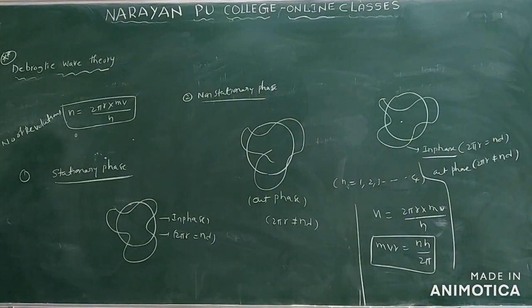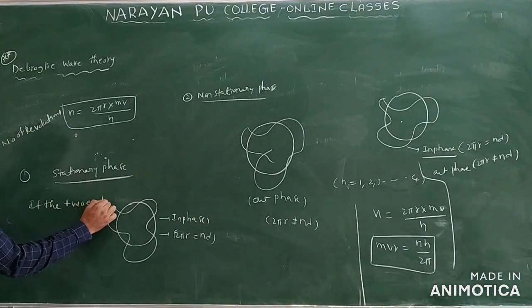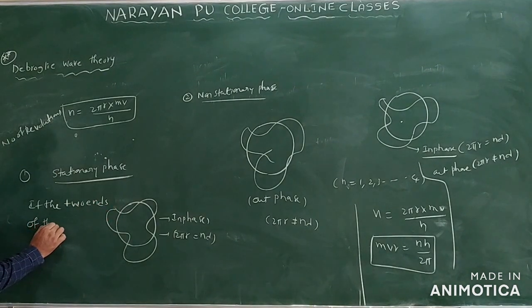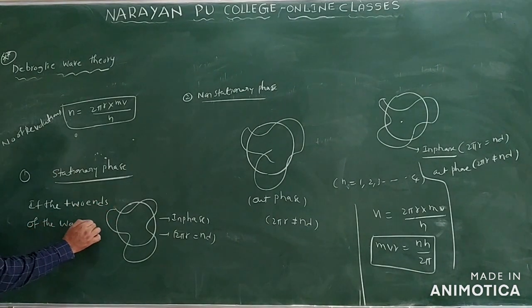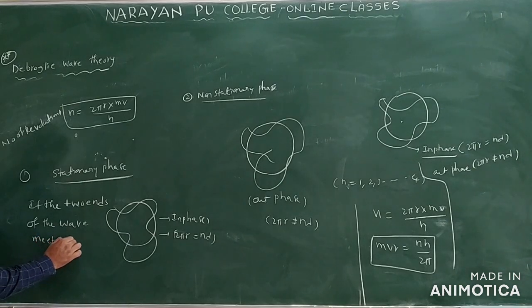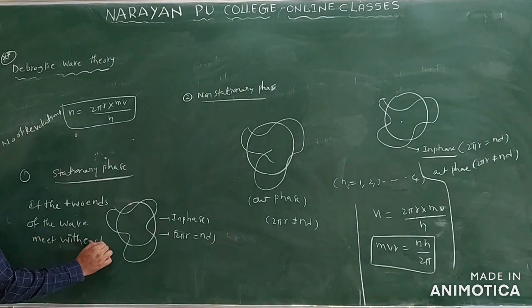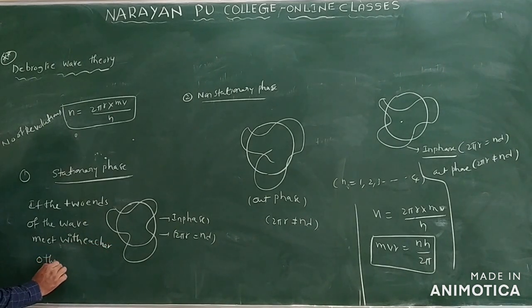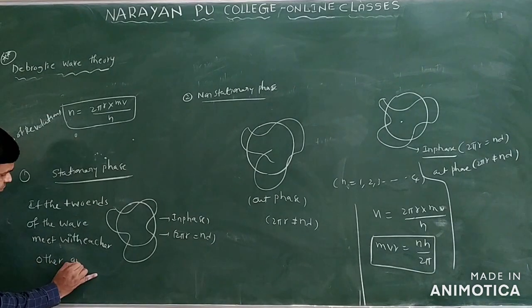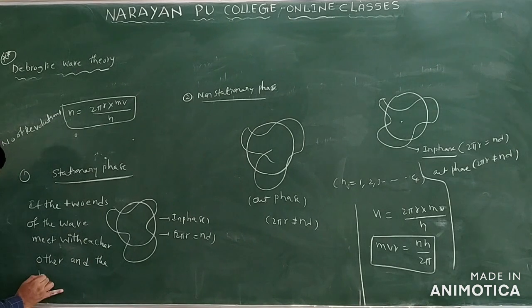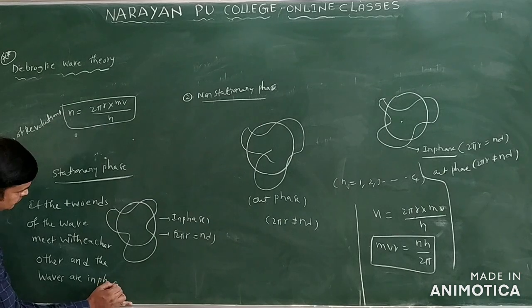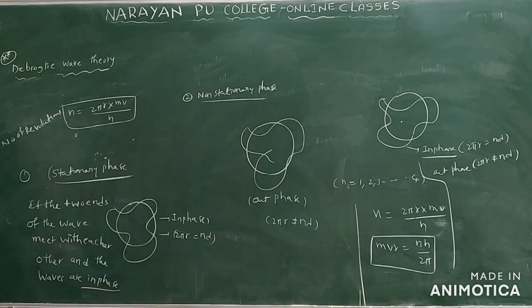If the two ends of the wave meet with each other and the waves are in phase, you can write this as the definition. This is what we call a stationary phase.